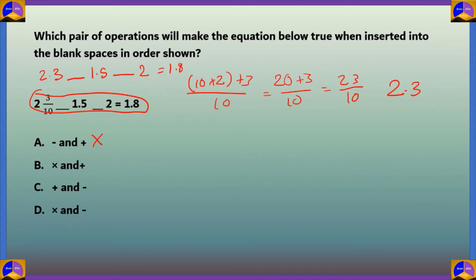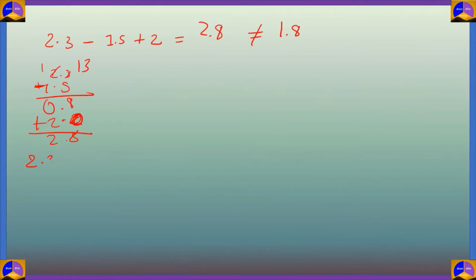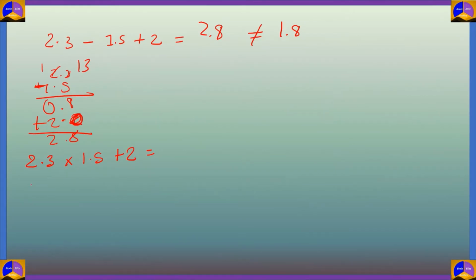Let's put multiplication and addition. So 2.3 times 1.5 plus 2 is equal to. So 2.3 times 1.5. 5 times 3 is 15, 5 times 2 is 10 plus 1 is 11, 0, 1 times 3 is 3, 1 times 2 is 2, 5 plus 0 5, 4, 3. 3, 4, 5, and we have two decimals, so we have to move 2 places, which is 3.45. Now we have to add 2 to 3.45, which is 2.00 plus 3.45, which is 5.45, which is not equal to 1.8.